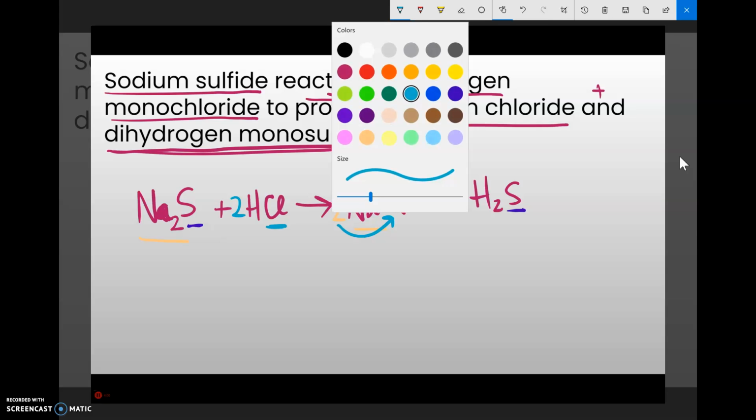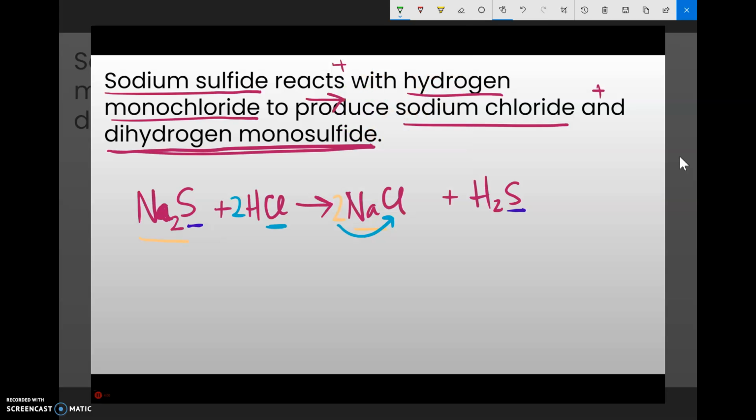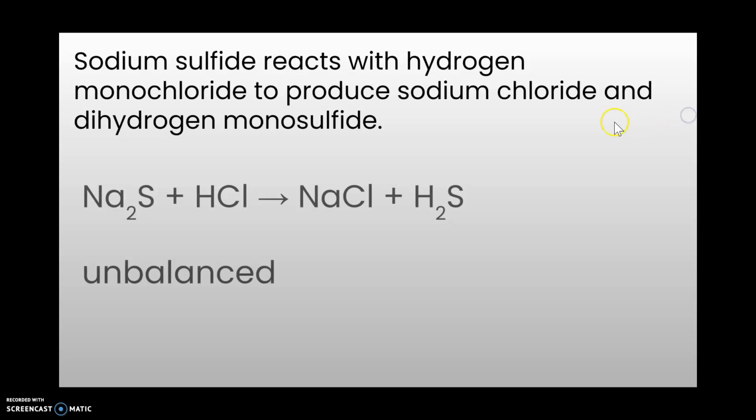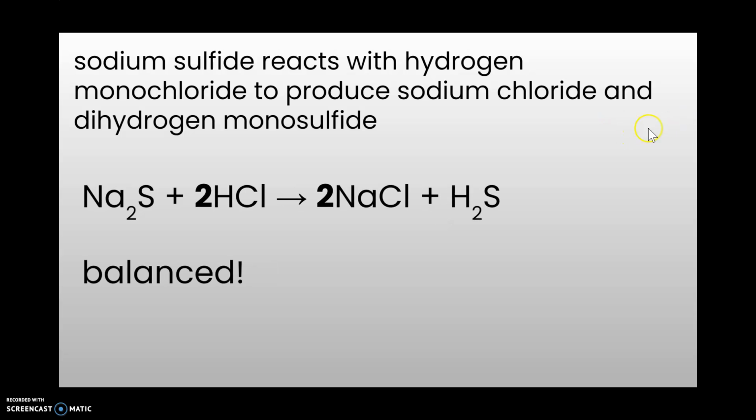Now we're going to go to hydrogen. Remember, we leave that till the last unless we have oxygen. Then oxygen's very last. 2 hydrogen right here, and right here we have 2 hydrogen. So I think now we are balanced, but let's go ahead and double check. Again, 2 sodium, 2 sodium. 1 sulfur, 1 sulfur, 2 hydrogens, 2 hydrogens, 2 chlorines, and 2 chlorines. So now we have our balanced chemical equation. And there it is.